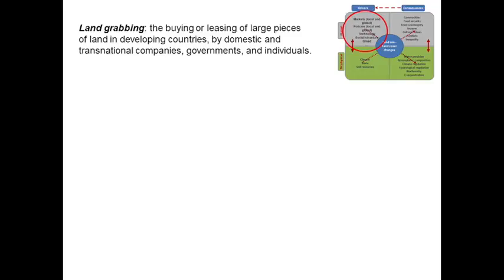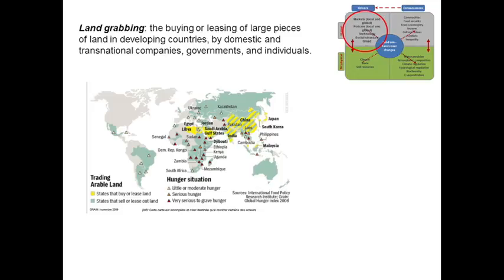Land grabbing is the process of buying or leasing large pieces of land, mainly, or I would say almost exclusively, in developing countries by different actors. It may be domestic or transnational companies, governments, or individuals. This starts to happen mainly associated with the development of financial markets. People see that speculation associated with agricultural commodities can be a good business, and so start to access the production systems through this process of land grabbing.